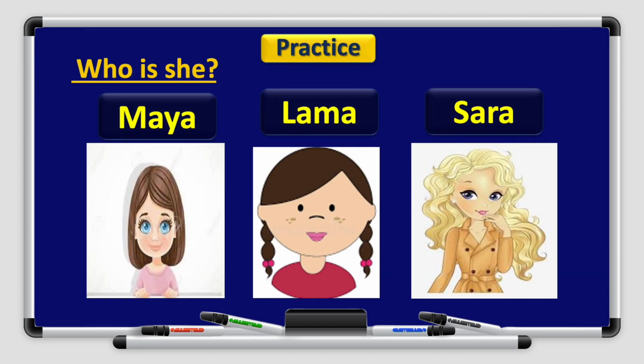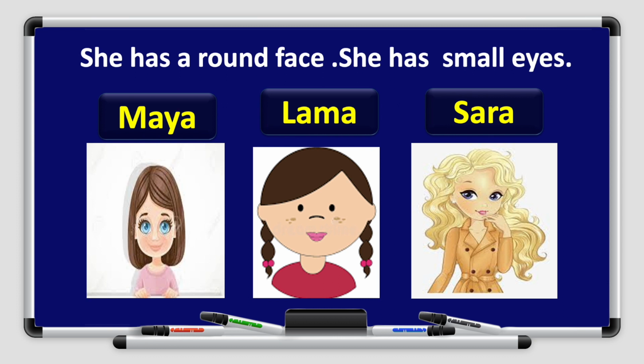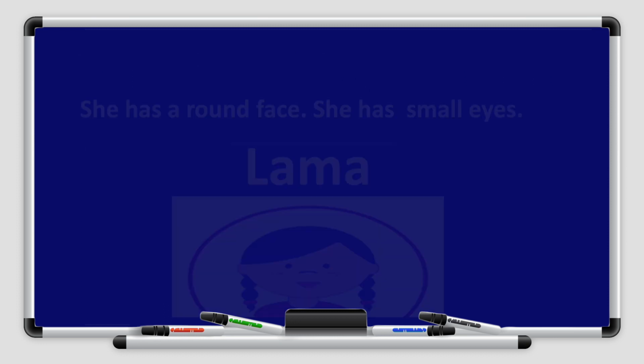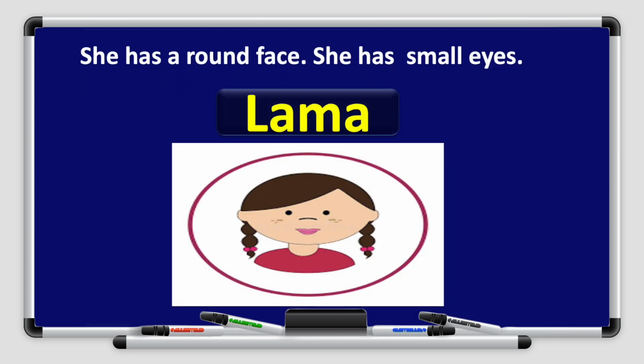Now, look at the pictures and say who is she? Maya, Lama, or Sarah? She has a round face. She has small eyes. What do you think? Is she Maya? Is she Lama? Or is she Sarah? Yes, that's right. The answer is Lama.